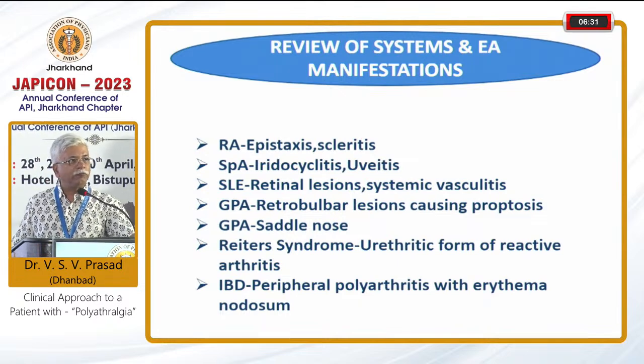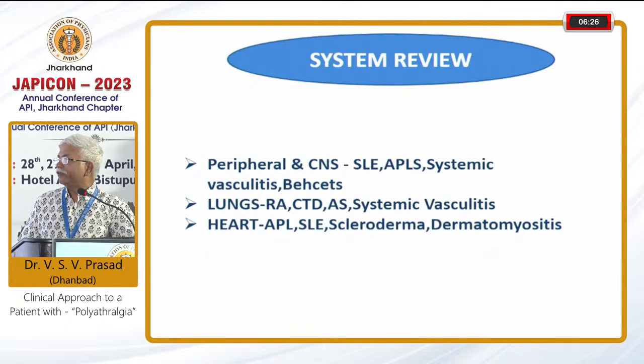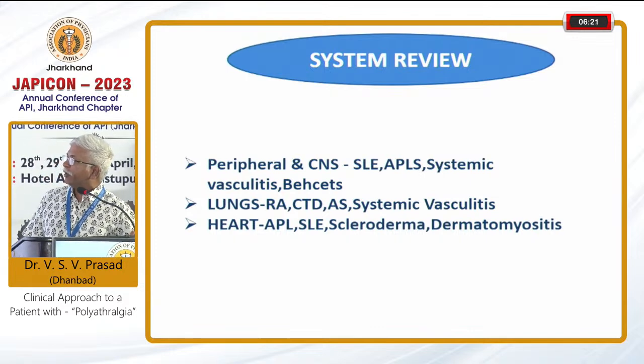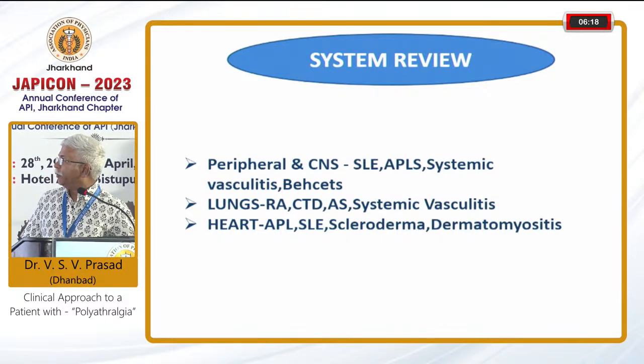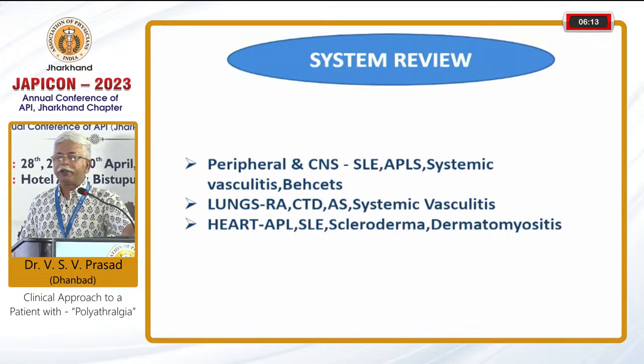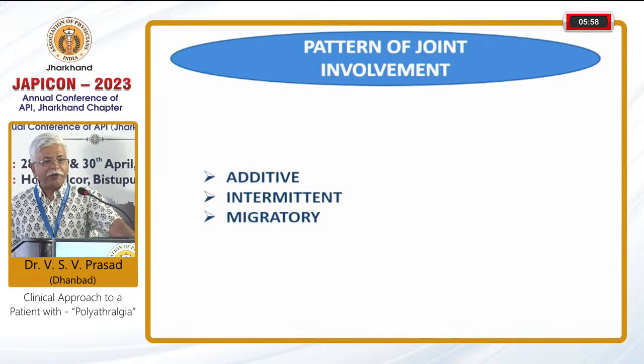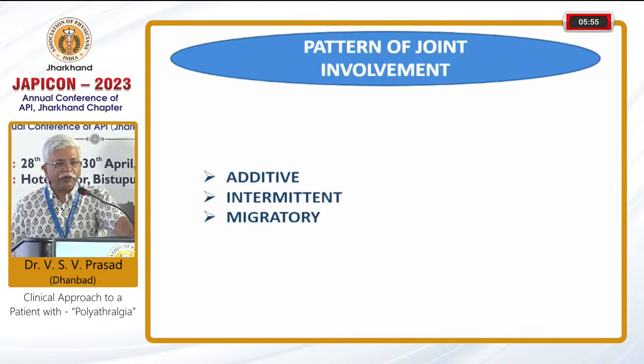So there are a whole lot of findings that we get while examining the various systems and also looking at extra-articular manifestations. Examination of the peripheral and the central nervous system is important in SLE, antiphospholipid, systemic vasculitis and Behçet's. The lungs will have significant changes in rheumatoid arthritis, the rheumatoid lung, which you all are aware of, connective tissue diseases, ankylosing spondylitis, and systemic vasculitis. There will be cardiac changes in antiphospholipid syndrome, systemic lupus, scleroderma, and dermatomyositis. So the pattern of joint involvement is very important in clinching a diagnosis.